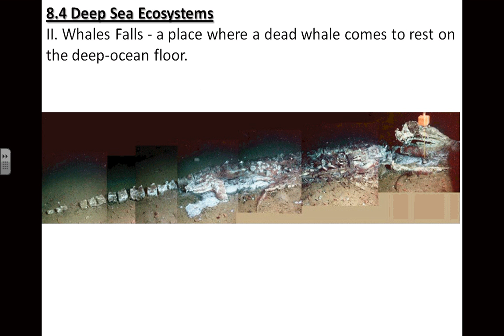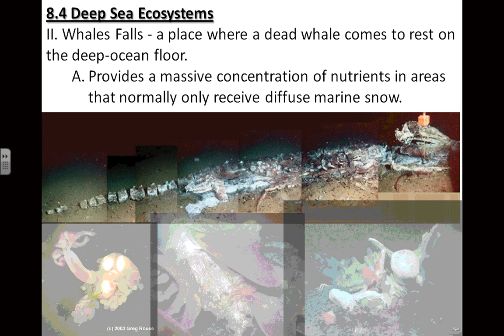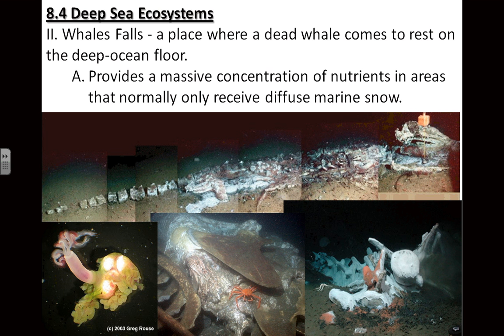Now, there are some temporary ecosystems that form at these depths because of what we call whale falls. A whale fall is a place where a dead whale comes to rest on the deep ocean floor, and you can see a skeleton of one of these whales in this picture here. Now, this is an important temporary ecosystem because it provides a massive amount of nutrients in a very small area. And if we look at the pictures that just appeared on the bottom, you can clearly see a whale vertebrae over on the right.